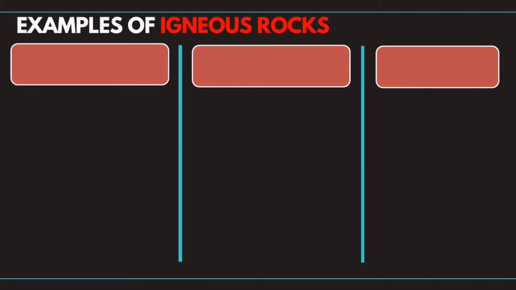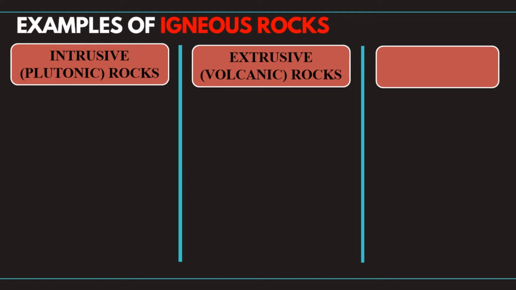Here are specific examples of igneous rocks. Remember that we have three types of igneous rocks. First, we have the intrusive or plutonic rocks, which are rocks that are formed beneath the surface of Earth. Next, extrusive or volcanic rocks, which are rocks that are formed on the surface of Earth. And the pyroclastic rocks, which are also formed on the surface of Earth but contain consolidated materials from volcanic eruption.